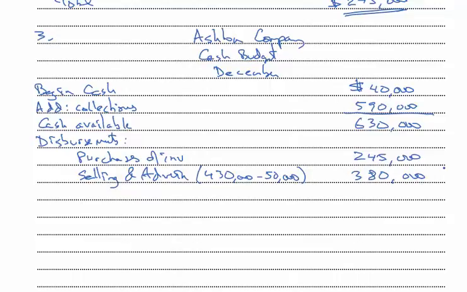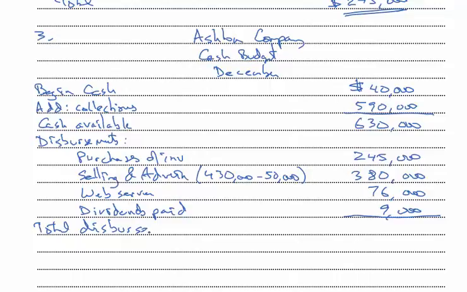Okay, what else do we have? A new web server for the marketing department costing $76,000 will be purchased for cash during December, and dividends totaling $9,000 will be paid during the month. Web server. Dividends paid out, $9,000. Okay, total disbursements. Add all this up, and I get $710,000.